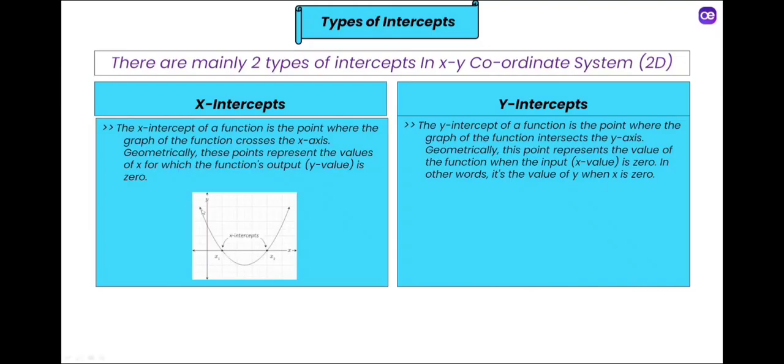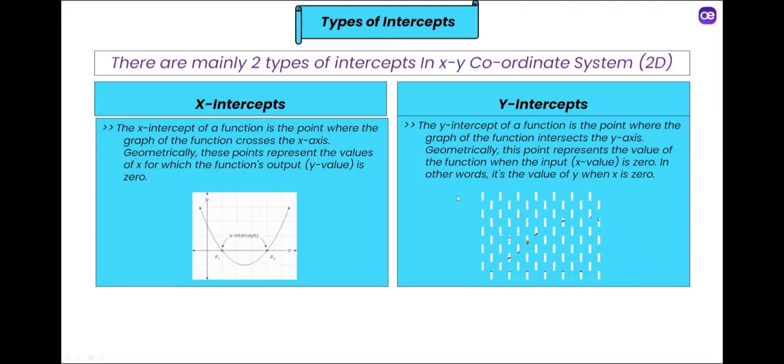So here this curve intersects the x-axis, so the point is always (x, 0). The y-coordinate is always 0 for the x-intercepts. So here are two x-intercepts. This is the first one, this is the second one. Suppose this value is 2 and this value is 8. So the intercepts are (2, 0) and (8, 0). That's the concept.